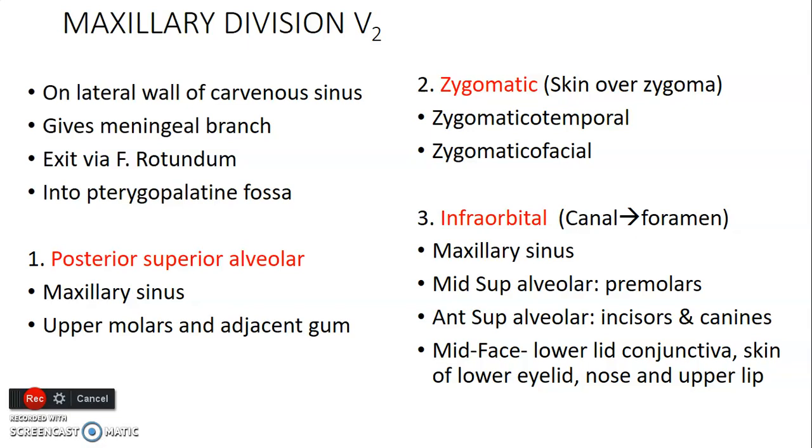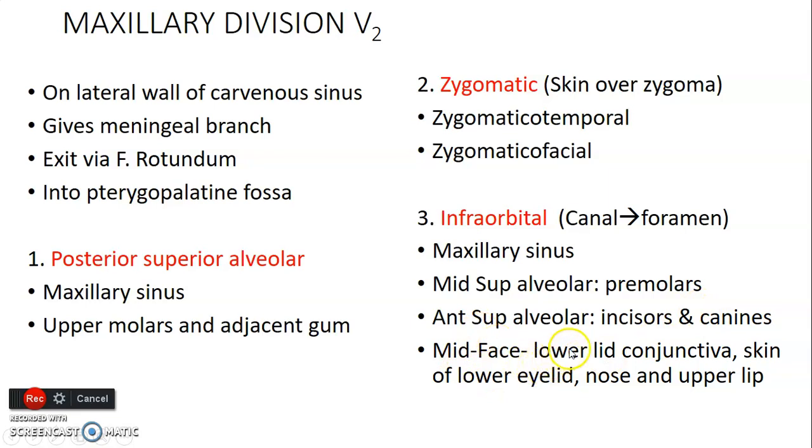Usually it gives some branches like the posterior superior alveolar to the maxillary sinus and the upper molars. It also has a zygomatic branch that will divide into zygomaticotemporal and zygomaticofacial, supplying the skin over the zygoma. The infraorbital nerve passes through the canal and exits through the infraorbital foramen, and this innervates the maxillary sinus and gives branches such as mid-superior alveolar and anterior superior alveolar to the premolars, incisors and canines.